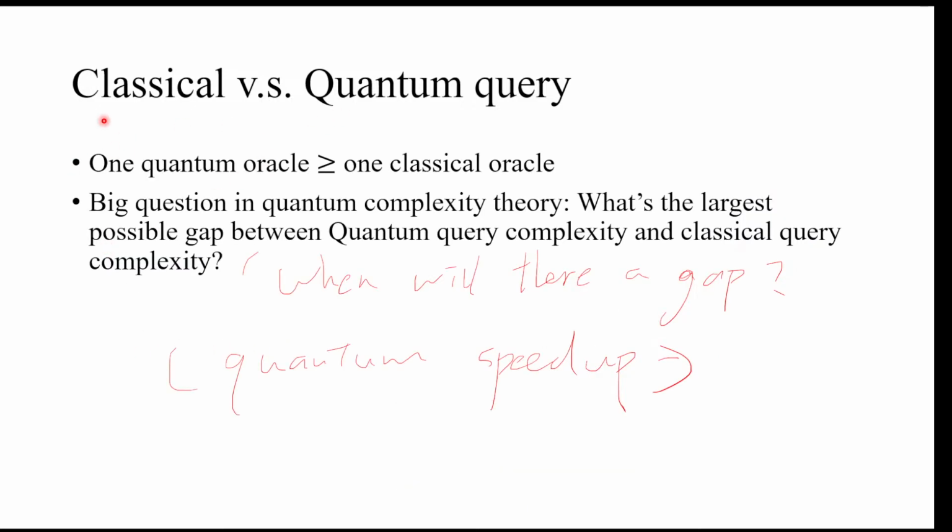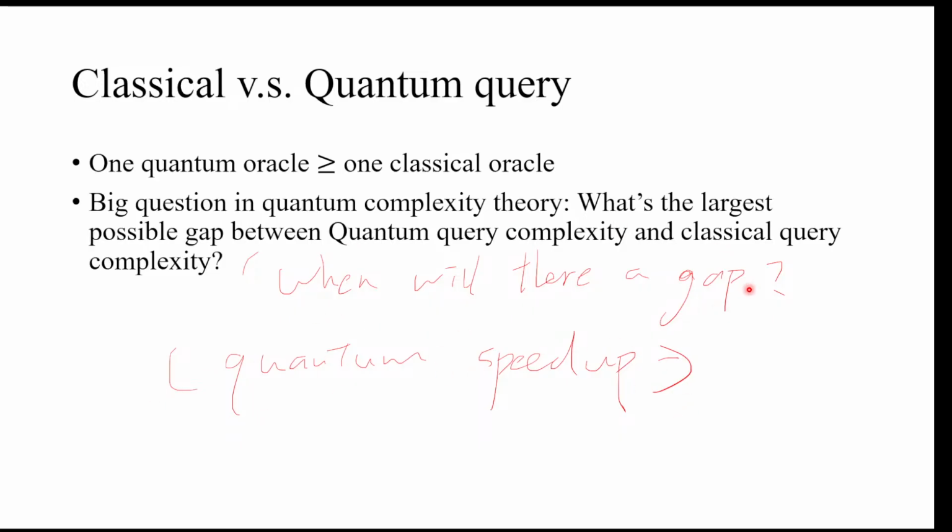But the big question in quantum complexity theory, or rather in quantum computation, is always: what are the possible quantum speedups? A nice way to characterize this question is to ask in quantum query complexity. You can ask questions on all sorts of query problems, and we ask what are the possible gaps between quantum query complexity and classical query complexity.